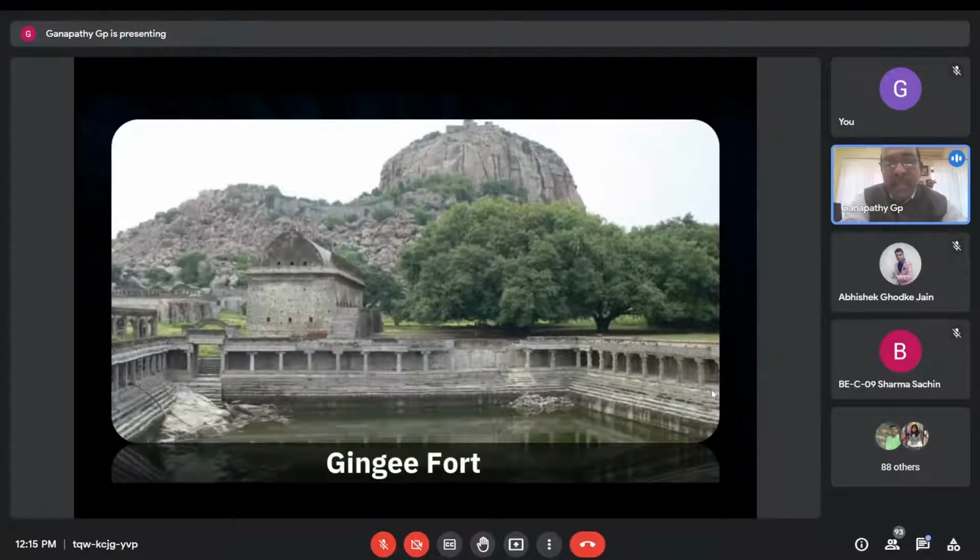In the fort area, even if you go now, 365 days, you'll get water in the pond. They arranged it in such a way that they diverted all the rivers and nalas over here, and the water is available in this pond. There's also a small structure nearby, so that they can store food during any emergency like a drought condition. They will serve the villages.